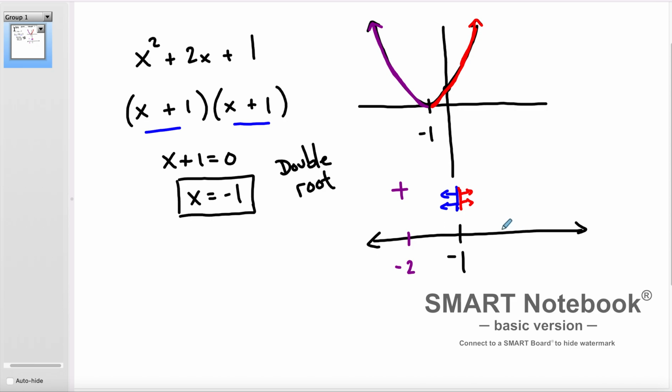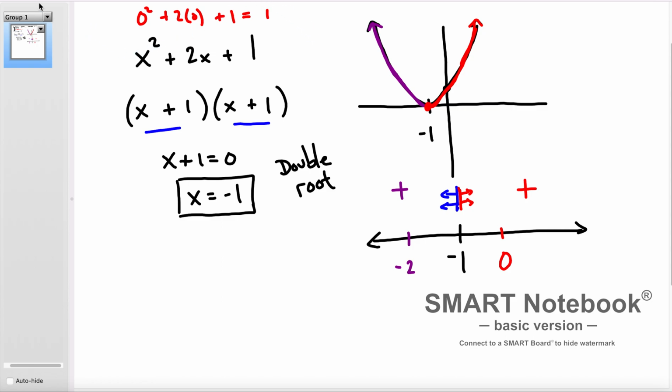So we just choose a value. We could use 0, right? 0 is greater than -1. We input 0. We have 0 squared plus 2 times 0 plus 1, and we get a positive 1. So we know this interval is positive as well. It comes as no surprise. I've drawn the parabola already, and all the values except for the double root at -1 are positive, right? All outputs, all y values are positive. Okay.